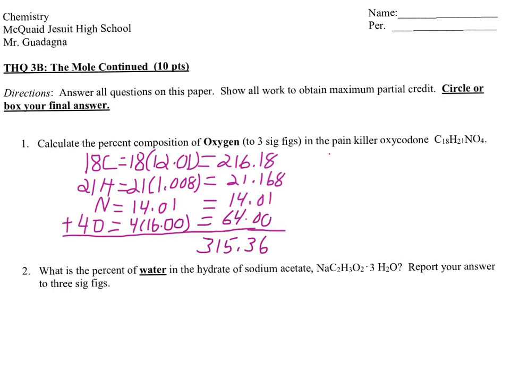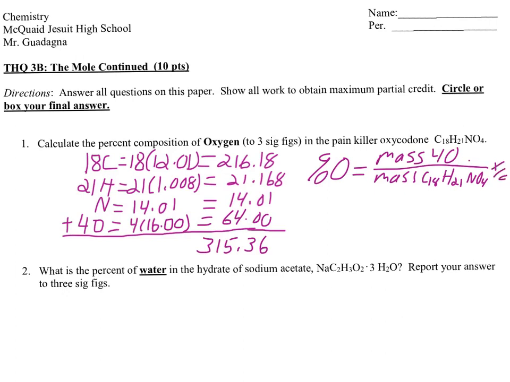I'm not done yet, though. I need to find the percent of oxygen. Percent of oxygen is the mass of all the oxygens, in this case 4 oxygens, divided by the entire formula mass of C18H21NO4, and then I'm going to multiply by 100 to put it in percent form.